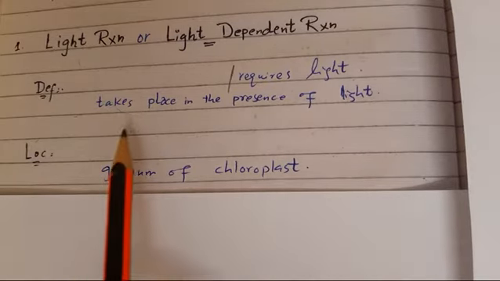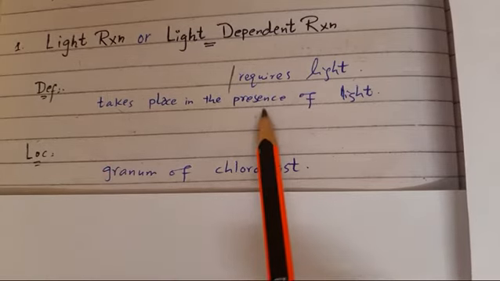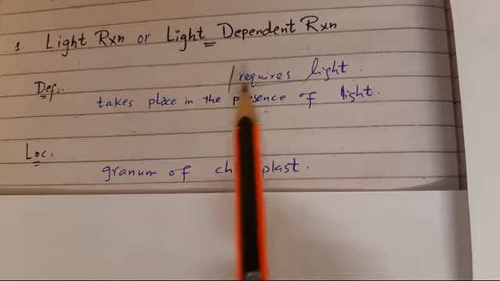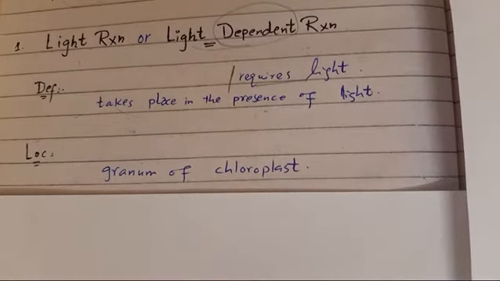Now what is light reaction? The step of photosynthesis which takes place in the presence of light or which requires light is known as light reaction. As it requires light, so it is also known as light dependent reaction.